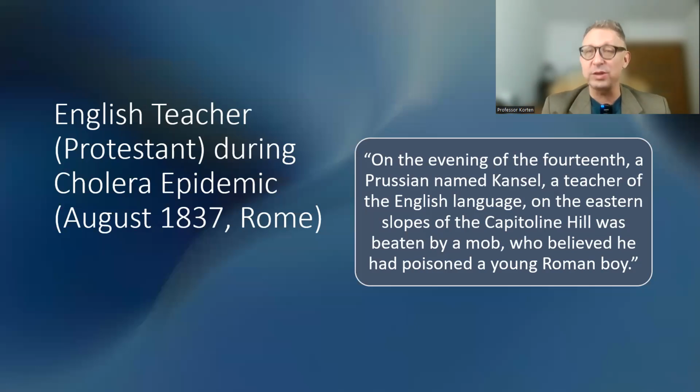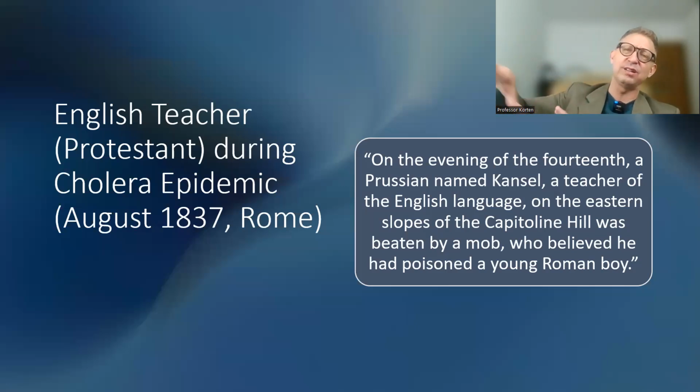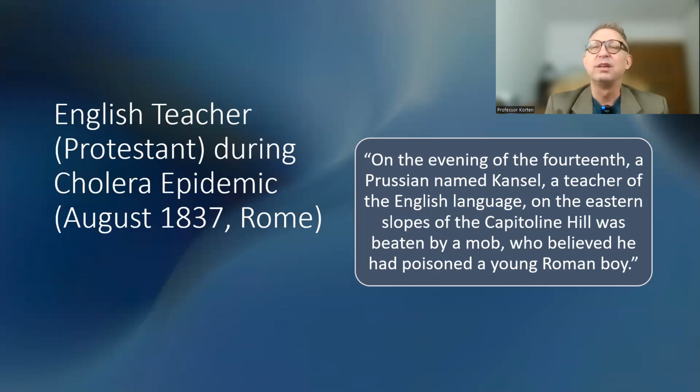On the evening of the 14th of August, a Prussian named Kanzel, a teacher of the English language, on the eastern slopes of the Capitoline Hill, which is near the Colosseum, actually, if you've been to Rome, was beaten by a mob, by a group of people who believed he had poisoned a young Roman boy. Now, here's what happened. This is really interesting and very tragic. He was walking by, and somebody saw him touch or hug a boy.